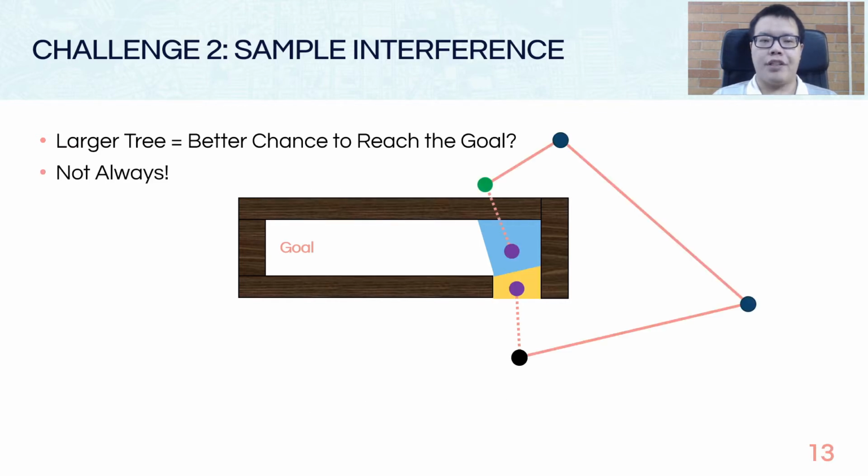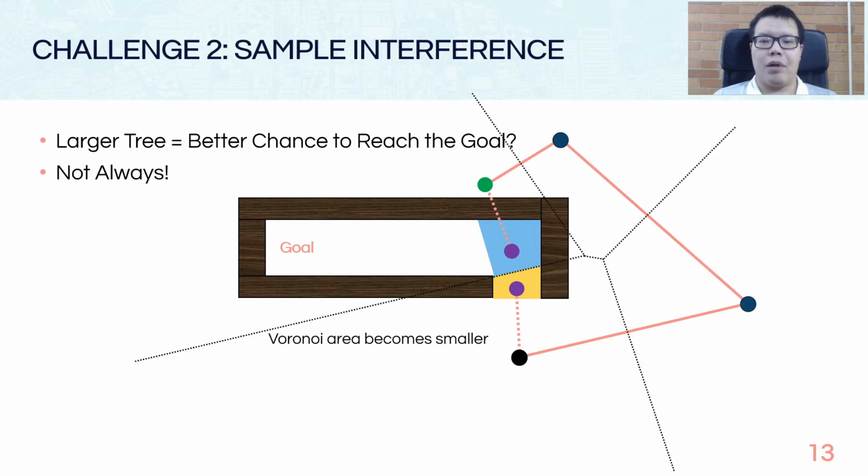However, after a few iterations, we have a larger tree. If we still have a sample inside the blue region, the nearest vertex becomes the green vertex above, and that's blocked by the obstacles. We can only enter the chamber by sampling inside a much smaller yellow area. Formally, this problem can be described as the Voronoi area belonging to the right vertex becoming smaller.